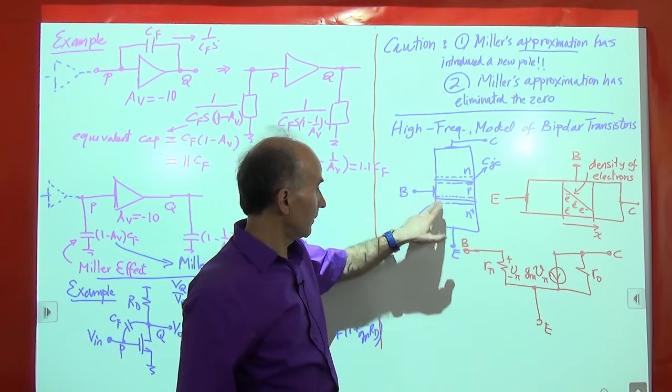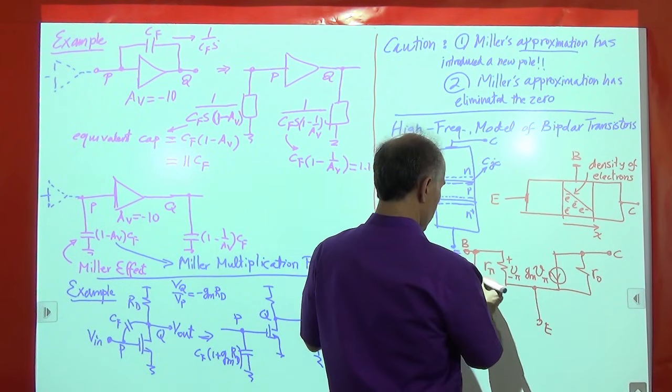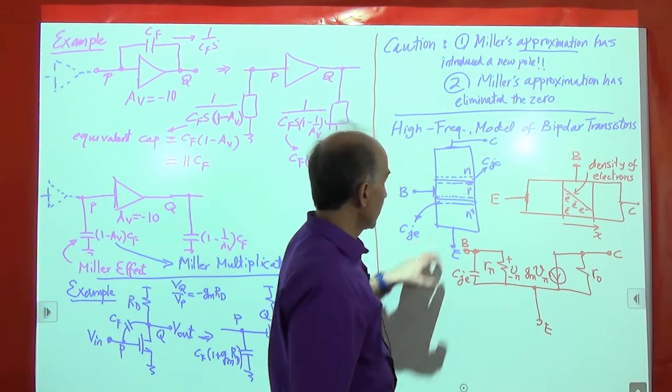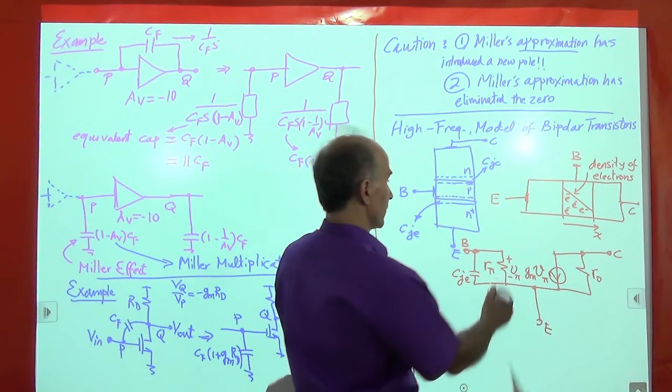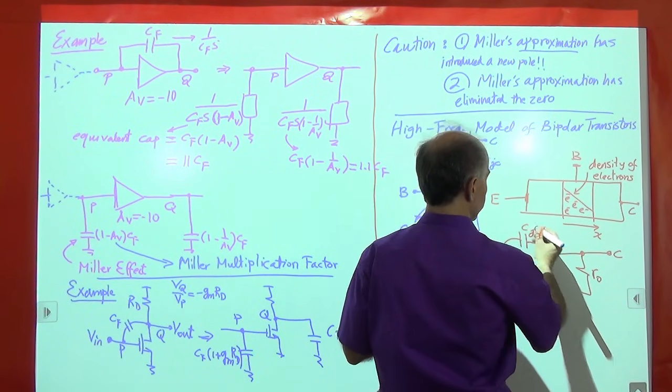There's a capacitance between base and emitter, this junction capacitance. We're going to add that in here, call it CJE. There's a capacitance between the base and the collector, which we call CJC. So we'll add that here, we call it CJC.